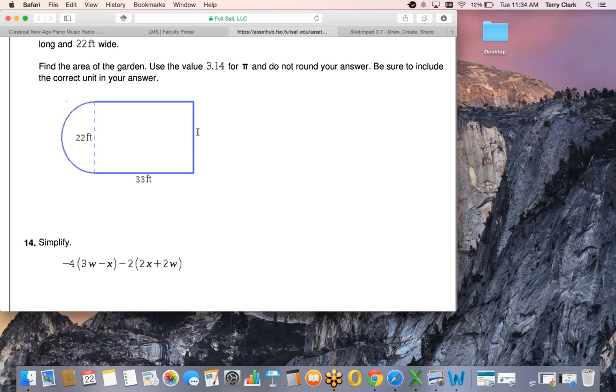But once again, what we had to do is take those two shapes and combine them together. We had to figure out the area of one and then the area of the other one. And sometimes you get to add the areas together, and then sometimes you have to subtract them.